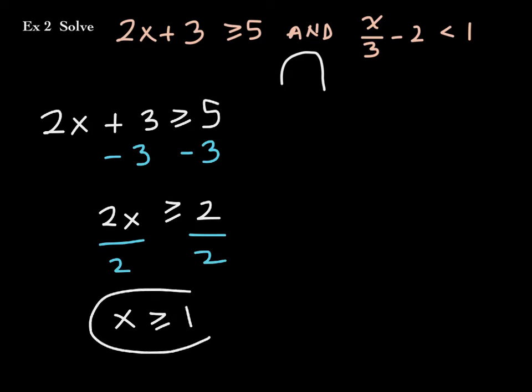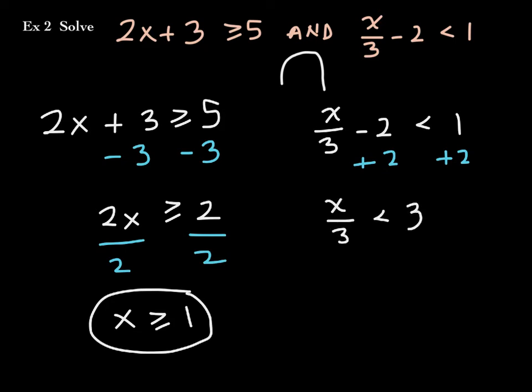Keep that in mind. Now let's go to the other one. x over 3 minus 2 strictly less than 1. First thing I'll do here is add 2 to both sides. That will leave me with x over 3 is strictly less than 3. What I'll do next, in order to isolate the variable, is multiply both sides by 3. Multiplying the left-hand side by 3 isolates your x variable, and you have x is less than 9.